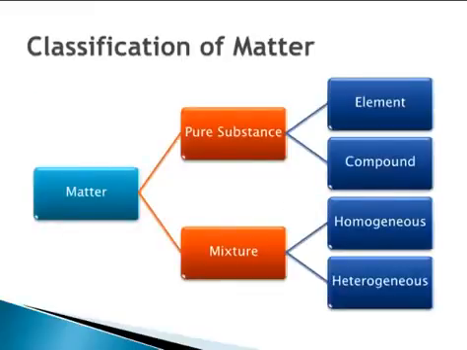Matter can be classified as either a pure substance or a mixture of substances. A pure substance can be either an element, which consists of only one type of atom, or a compound, which consists of more than one type of atom, chemically combined. A mixture of substances consists of more than one substance physically, not chemically, combined.